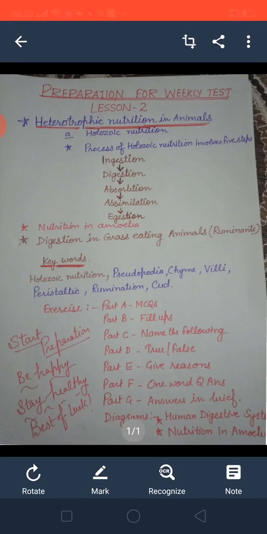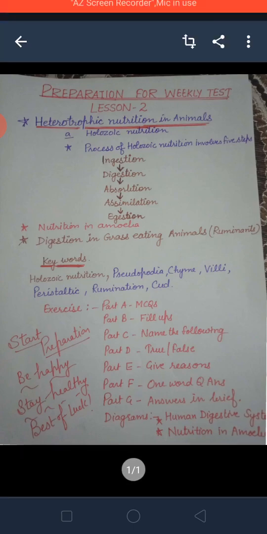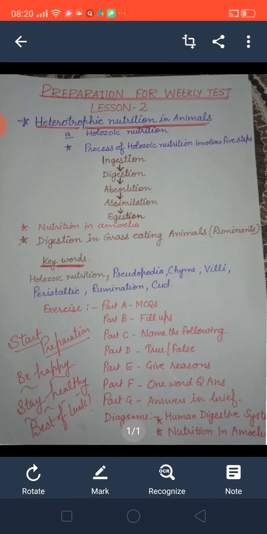Then you have to study the process of holozoic nutrition in animals. The process of holozoic nutrition involves 5 steps. First step, ingestion. Second step, digestion. Third step, absorption. Fourth step, assimilation. And last, egestion. As you know, the first step is ingestion. Ingestion means taking of food into the mouth.